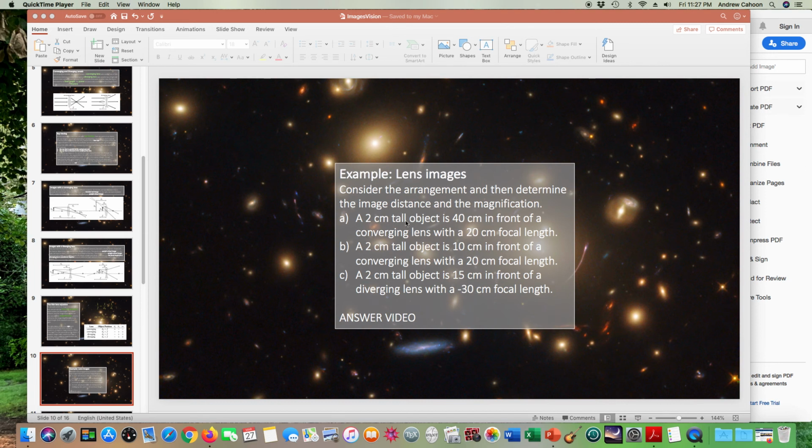So let's take a look at the first one, and we'll go back to the diagram of a converging lens, and I can talk through what that diagram is showing us. We have a 2 centimeter tall object 40 centimeters in front of a converging lens with a 20 centimeter focal length. So let's remember those numbers.